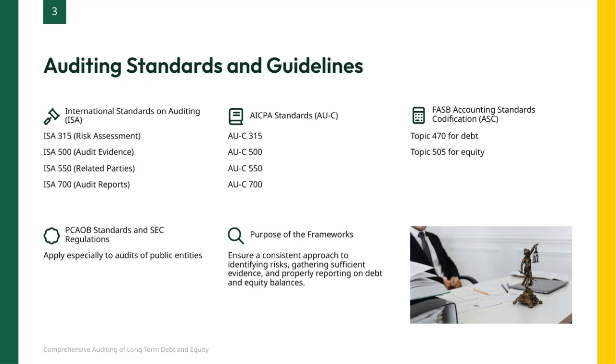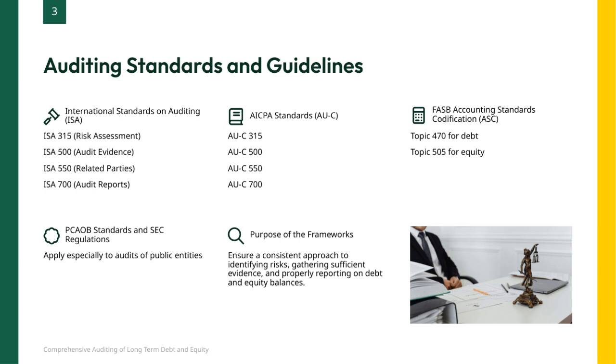Now, let's talk about the key auditing standards and guidelines that shape our audit processes. First, we have the International Standards on Auditing, or ISA. Important examples include ISA 315, which focuses on risk assessment, ISA 500 that guides us on audit evidence, ISA 550 which deals with related parties, and ISA 700 that directs the preparation of audit reports.